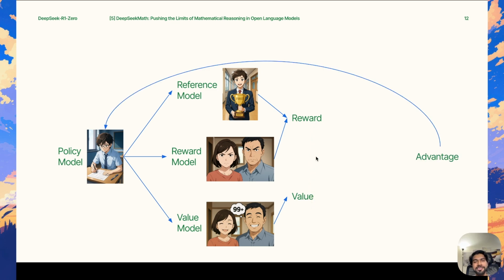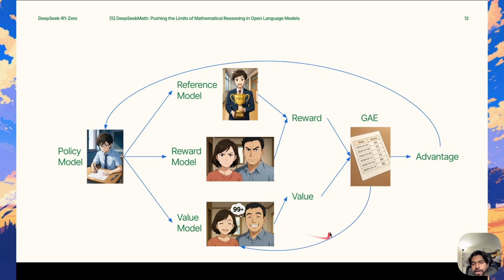However, my parents aren't as harsh as they sound. They want me to improve gradually. So they keep track of how I had been performing, that is past advantages, and smooth out their feedback over time. This tracker is known as Generalized Advantage Estimation, or GAE for short. GAE also ensures their expectations don't swing too widely. It stabilizes both feedback and the expectation.